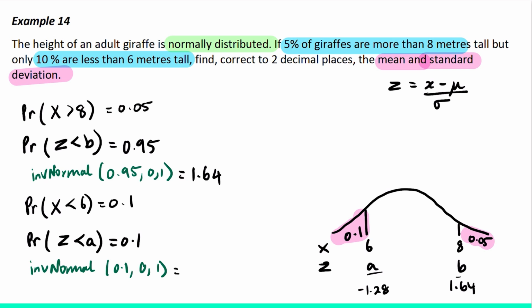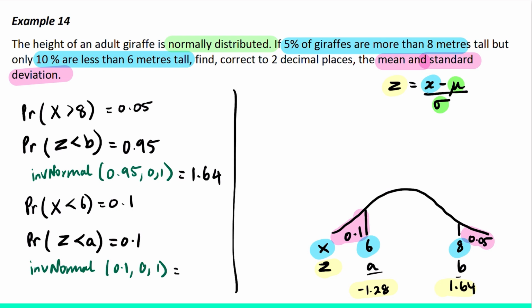Alright, so that's your corresponding values. These are our z scores, which go into here. These are our x scores, which go into here. And then what we are trying to find are our mean and standard deviation. So from there, I'm going to go ahead and set up my two equations.